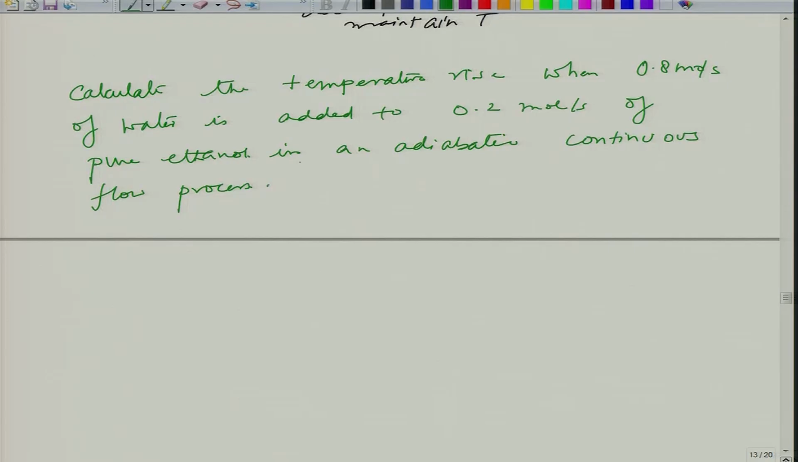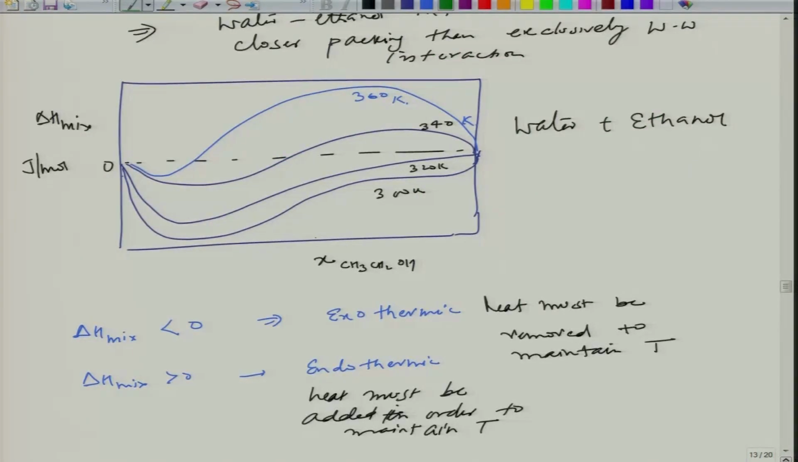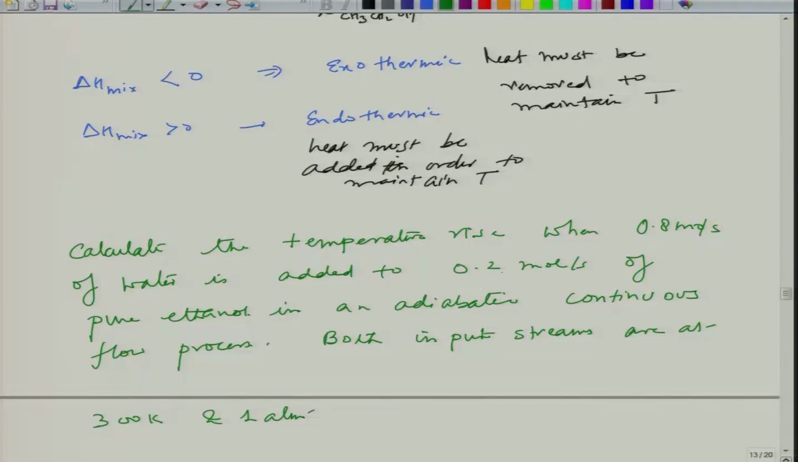Okay, so the other thing is that the input conditions are that both the input streams are at 300 Kelvin and 1 atmosphere. Okay. So, how do you proceed for such a case? The diagram here, if you have such a diagram available to you, you know precisely what is delta H mix for x is equal to 0.2 mole fraction. Okay, so mole fraction is 0.2 for ethanol.